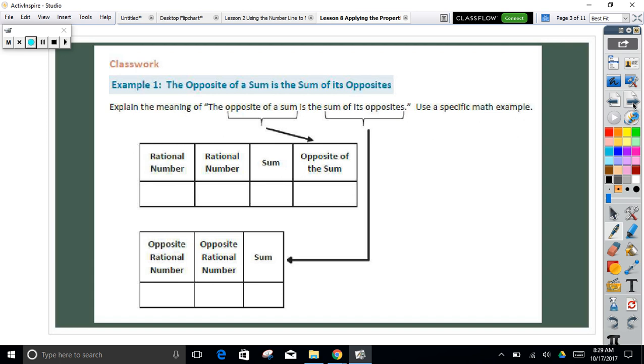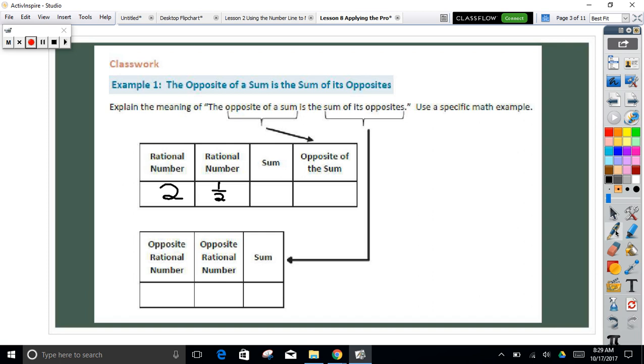Okay, so example 1 says the opposite of a sum is the sum of its opposites. And it wants you to explain the meaning of that phrase. The opposite of a sum is the sum of its opposites. I'm going to give you a very specific example to use here. I'm going to pick the number 2. So I'll write the number 2 in here. And then I'm going to use a fraction. I'm going to use the number half.